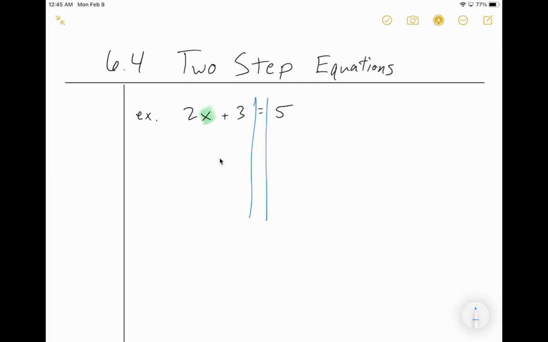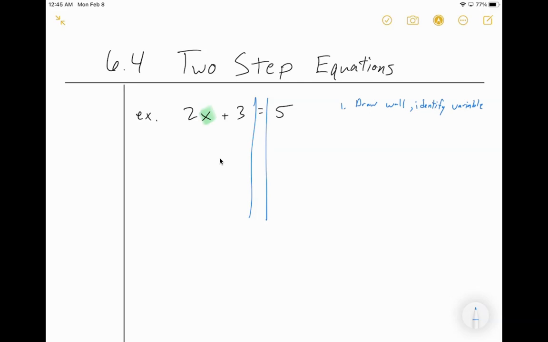So step one is draw your wall and identify the variable. Okay, we already did that. So x is the variable.